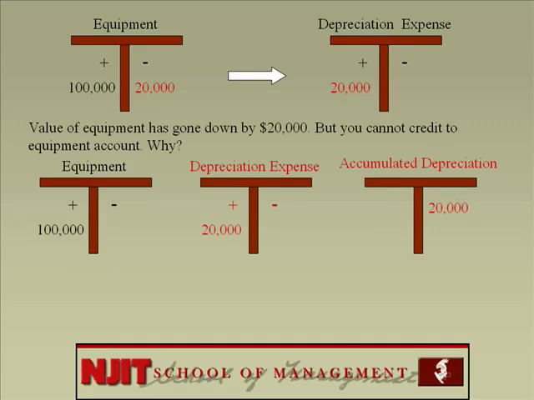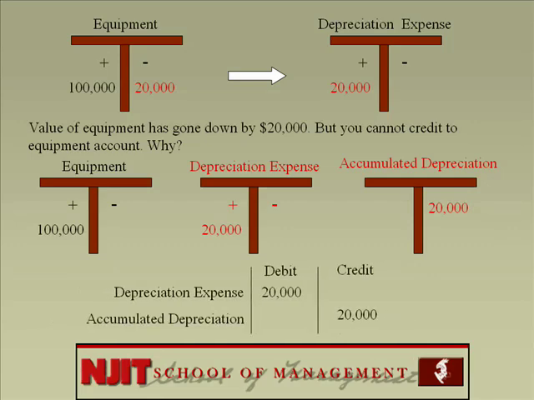Accumulated depreciation is an example of a contra account. It means it's not an asset, it's not a liability, it's not revenue, it's not expense, it's nothing. You didn't know where to stick the 20,000 right entry, so you stuck it in there. So the double entry is debit depreciation expense 20,000, credit accumulated depreciation 20,000.